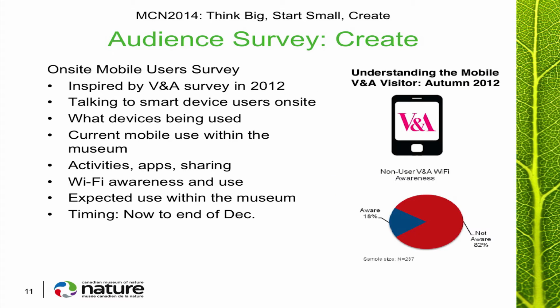And then as a process of doing the project, we became much more interested in knowing what mobile users were actually doing in our space. As the web team, we were very focused on what was happening with the website. But we knew we needed to see what was happening in the actual museum space. So we were inspired by the V&A visitor surveys that they did in 2012, and we thought we would do our own, looking at what smart devices are currently being used on site and what they are being used for, because we're currently not offering services for them.